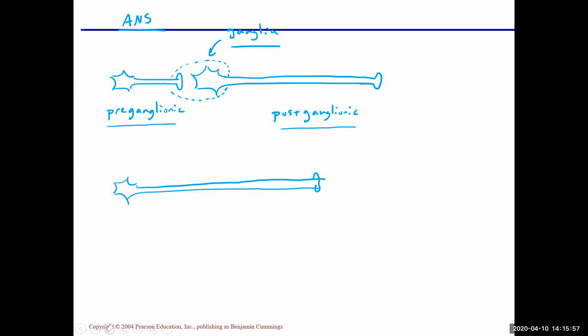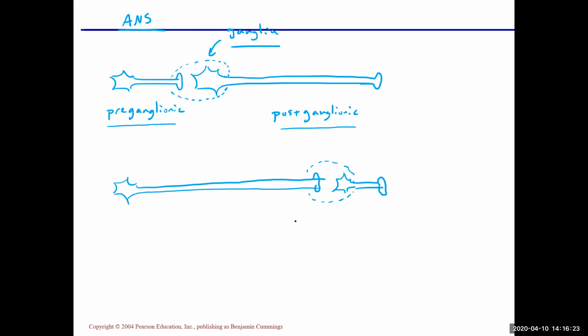And a shorter postganglionic neuron. All right. So again, this is one of the differences. Now there are ganglion in here too. All right.